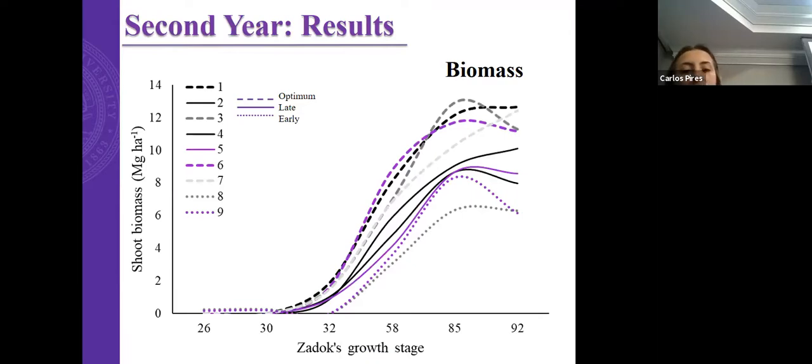So basically here is the biomass data. Again, for the shoot biomass, we are still processing the data for the nitrogen uptake, so we only have the biomass data for this. Again, the same thing for biomass. We have the 9 treatments, but if you look at the dashes, the optimum planting date is always higher compared to the late and early. Again, early, of course, is always down compared to the late as well, because like I said, it's still not as representative as it should be.